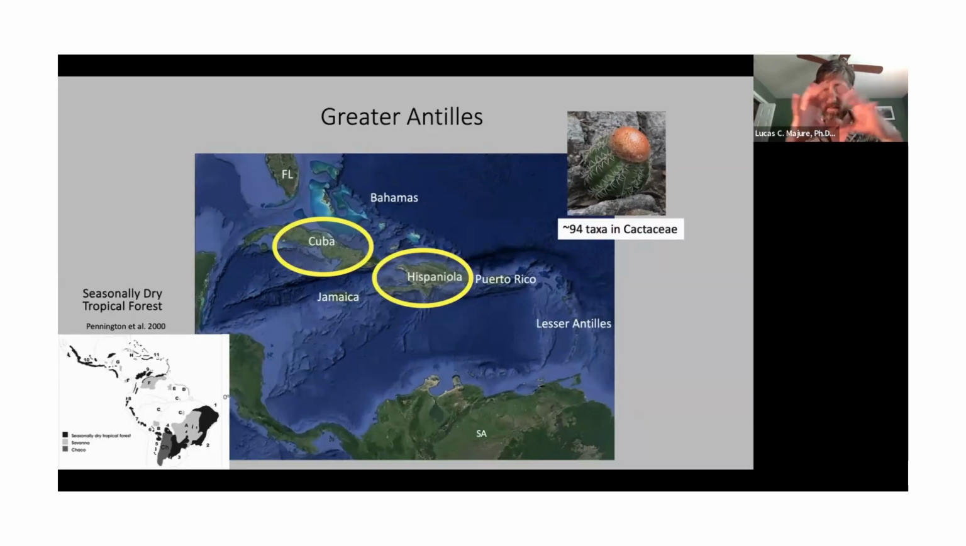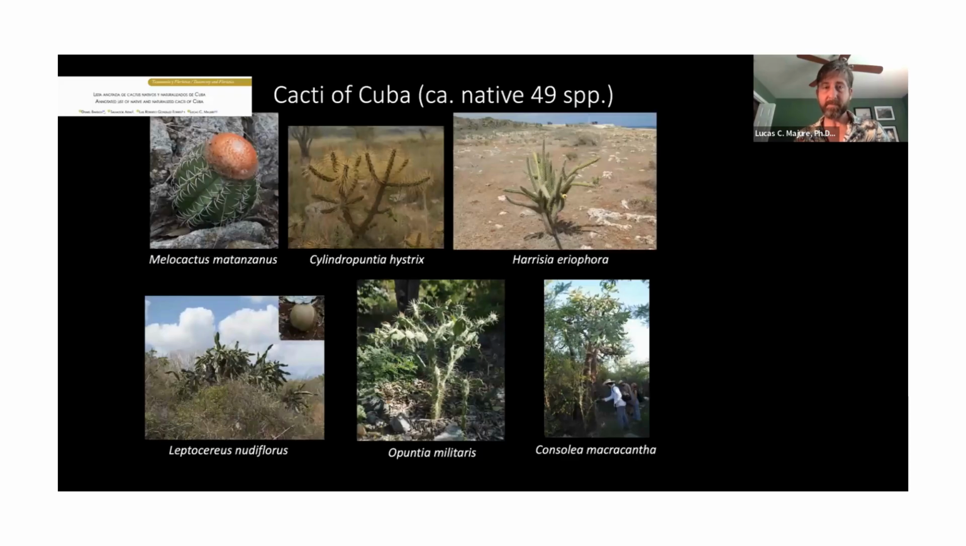And within the Caribbean region as a whole, there are almost 100 species of cacti that are known throughout the Caribbean. Many of these, of course, are endemics, only known from the Caribbean region itself. But a lot of those numbers are the result of all of the diversification, especially in situ diversification, that has happened on the islands of Cuba and Hispaniola.